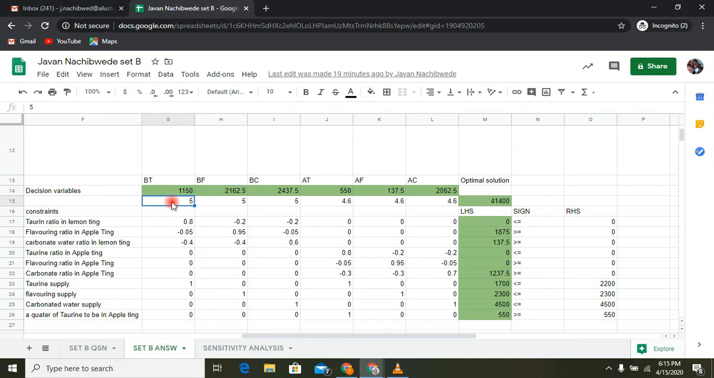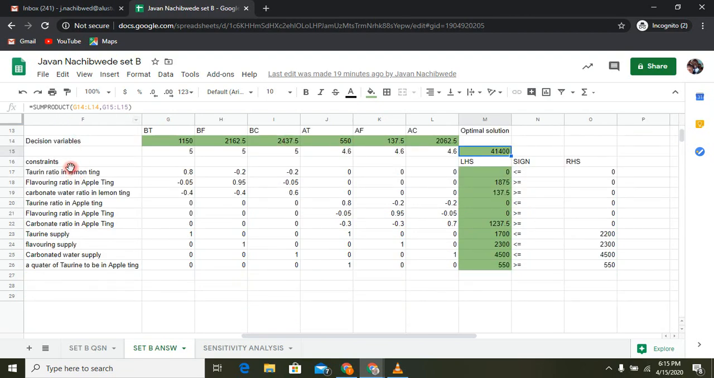Then this one is the profit per unit, which are in liters. I put them under here. And as we were informed, under the lemon ting we'll have $5 per unit, and then 4.6 under the apple ting, which fall here. So the sum product of it will give me the optimal solution, as can be seen here. The sum product of all this and all this will give me the optimal solution, which is the profit, which will appear here after I open the solver.